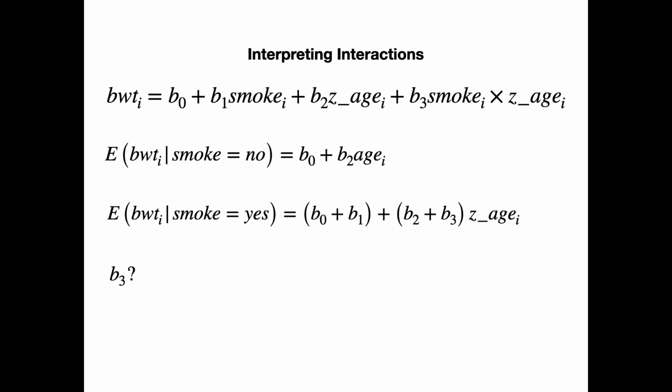Now let's extend that logic to B3. In this overall model, B2 is the relationship between age and birth weight for mothers who didn't smoke. B2 plus B3, as we saw, is the relationship between age and birth weight for mothers who did smoke.